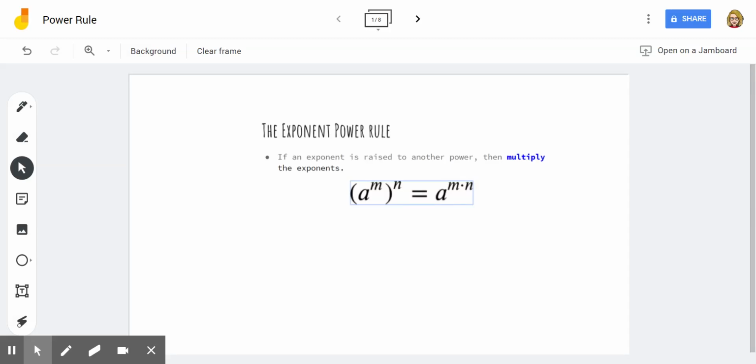Okay, in this video, we're going to be going over the exponent power rule. The exponent power rule states if an exponent is raised to another power, then multiply the exponents. So what this is talking about, when you have an exponent on the outside of parentheses, it's raising your power to another power. So when this happens, you multiply the exponents.